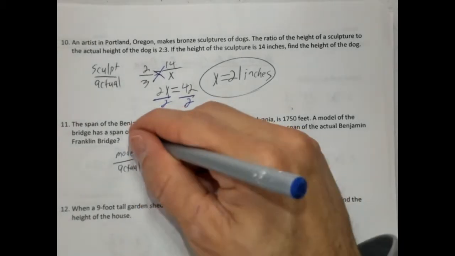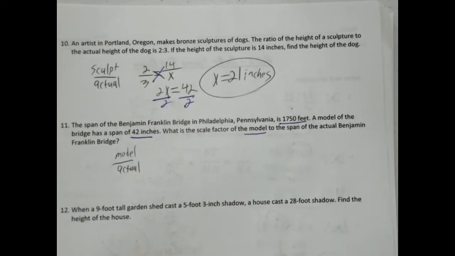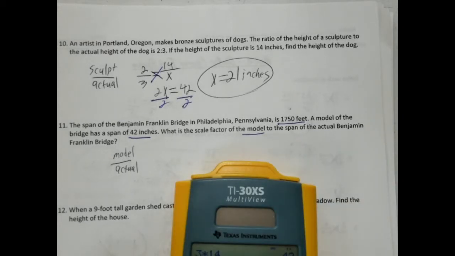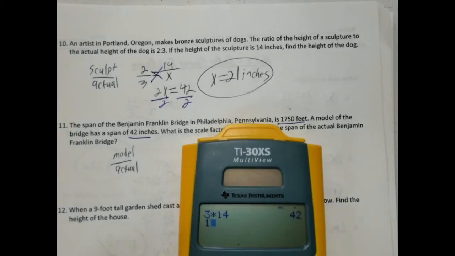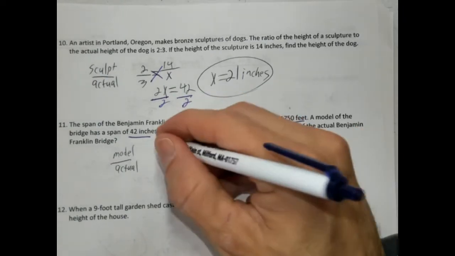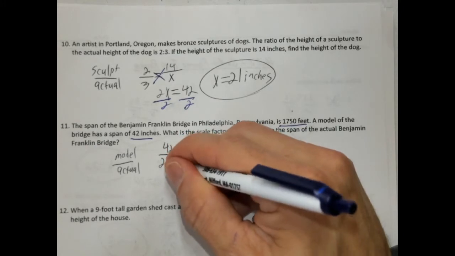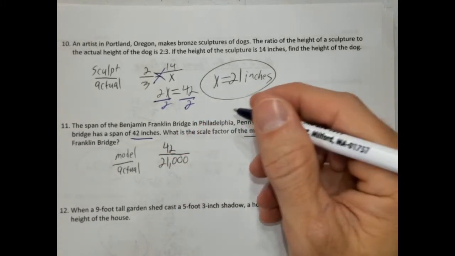So the model is 42 inches. The actual is 1,750 feet. We're going to convert that to inches. So it's just easier to do it that way. So 1,750 times 12, because it's 12 inches in a foot. So 21,000 inches. That's a lot of inches. All right, so 42 inches is the model. 21,000 is going to be the actual.